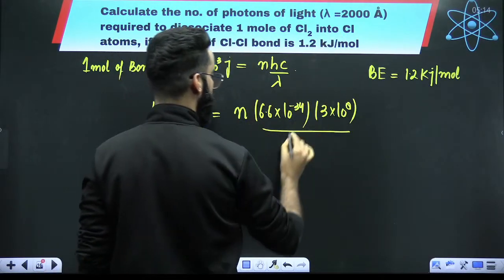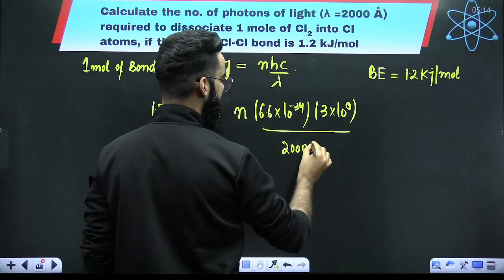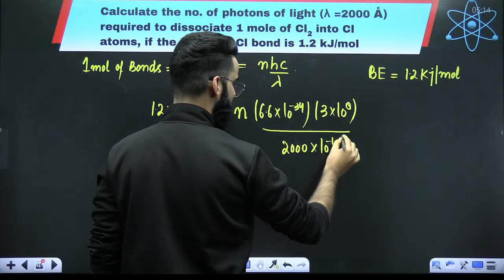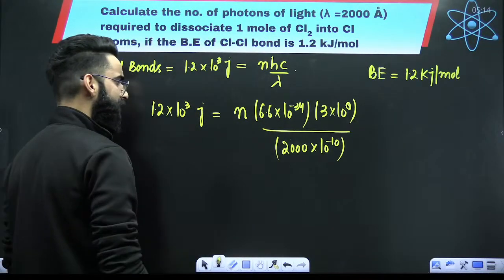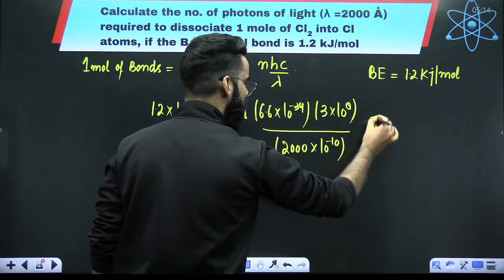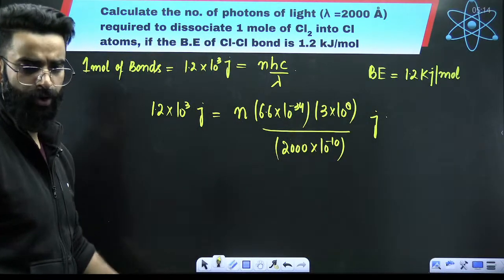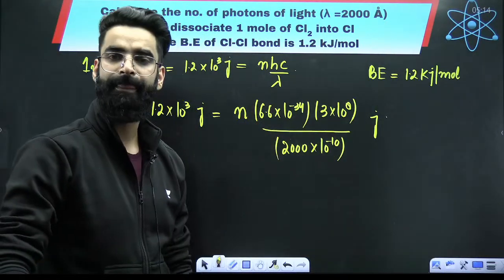Lambda value is equal to 2000 angstroms. But you know 1 angstrom is 10 raised power minus 10 meters. Why am I using meters? Because I have taken every parameter as per SI system, right? That's how your right hand side also comes in joules only, if I take all the parameters as per SI system.